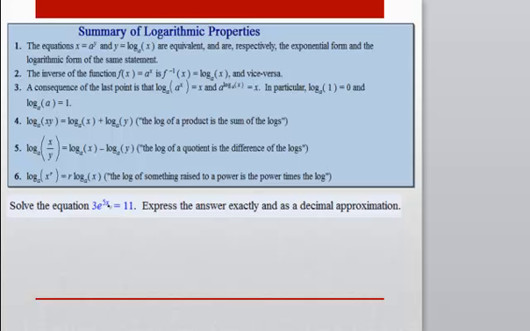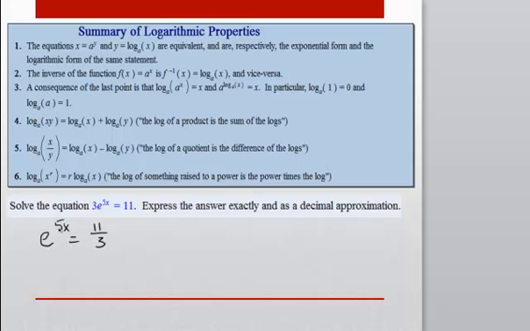Let's go ahead and try to solve this equation. We want to express the answer exactly and as a decimal approximation. So the first thing that we want to do is isolate the part that's raised to the variable. So we need to divide both sides by 3. E to the 5x is equal to 11/3.